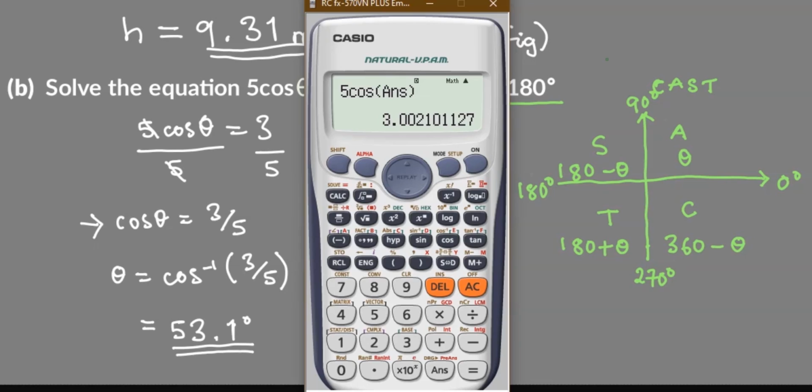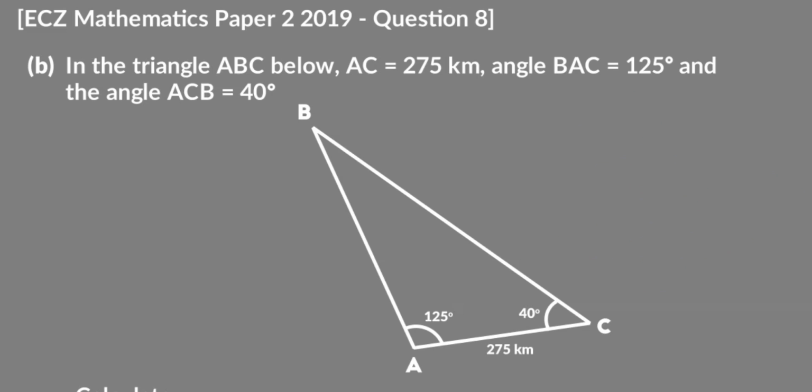If everything about trigonometric equations does not make sense, be sure to watch our video that explains trigonometric equations further than just this. The next question comes from Mathematics Paper 2 2019, question 8. In the triangle ABC below, AC is 275 kilometers, angle BAC is equal to 125 degrees, and the angle ACB is equal to 40 degrees.